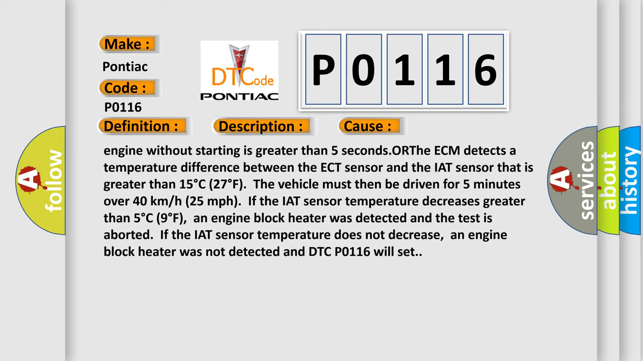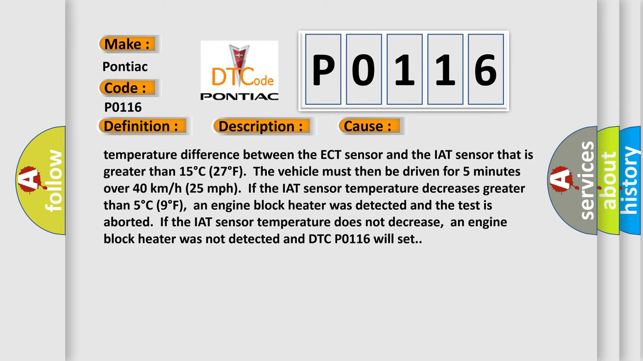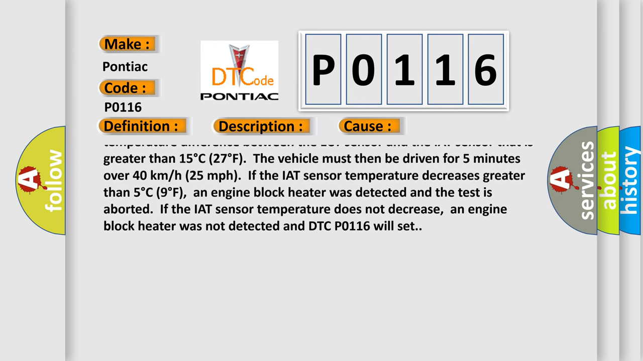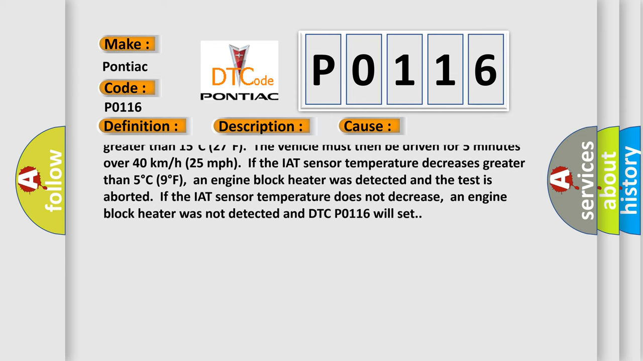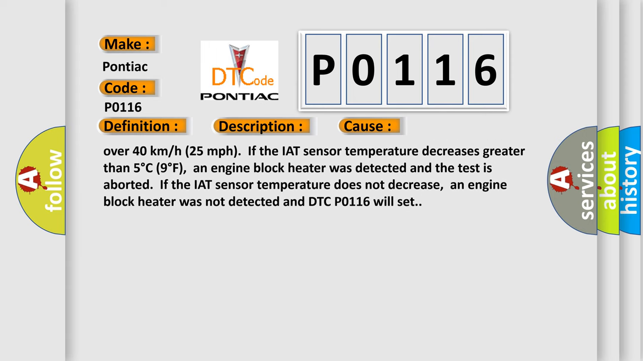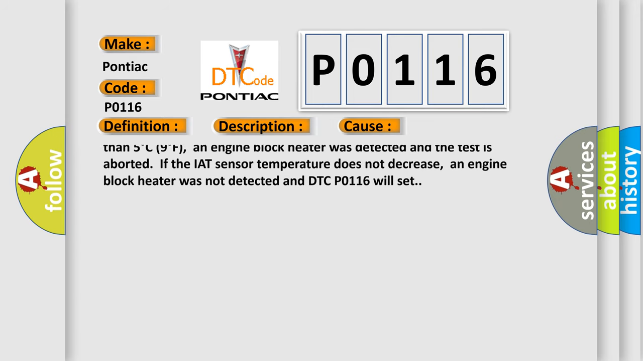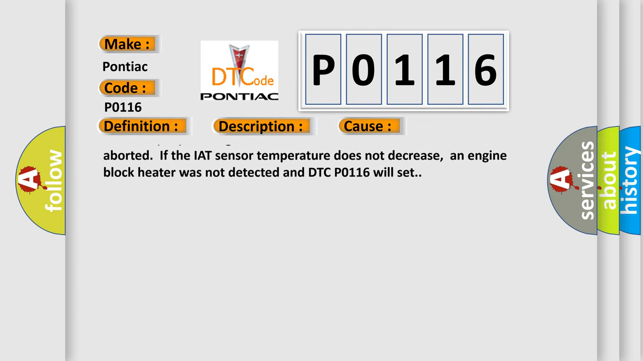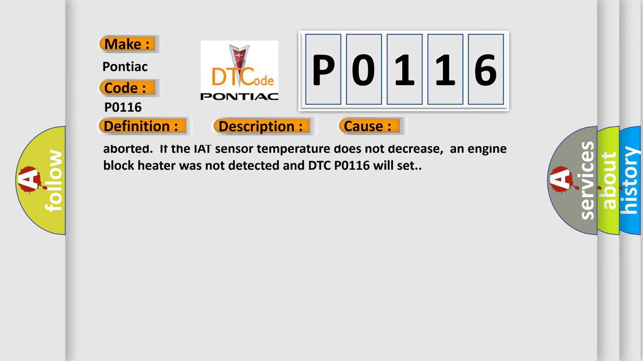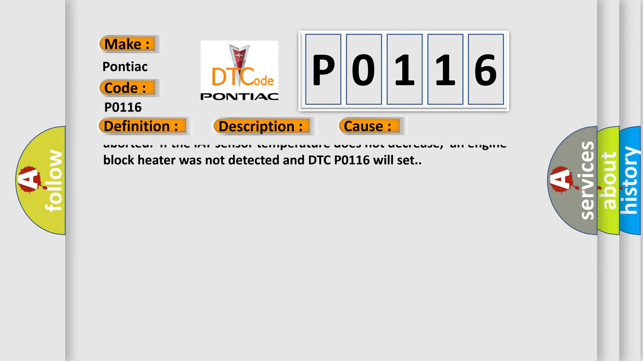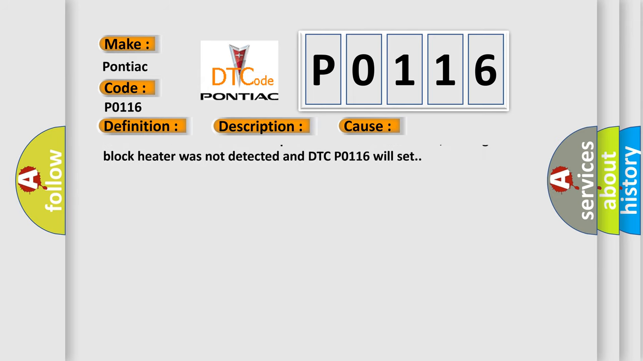Or the ECM detects a temperature difference between the ECT sensor and the IAT sensor that is greater than 15 degrees C, 27 degrees F. The vehicle must then be driven for 5 minutes over 40 kilometers or 25 mph. If the IAT sensor temperature decreases greater than 5 degrees C, 9 degrees F, an engine block heater was detected and the test is aborted. If the IAT sensor temperature does not decrease, an engine block heater was not detected and DTC P0116 will set.